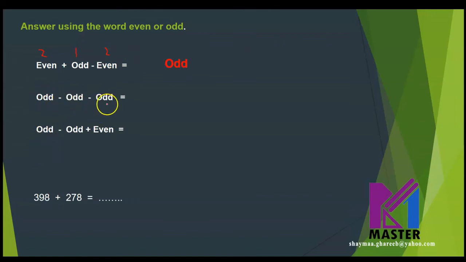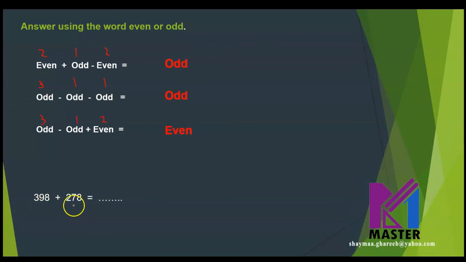Odd minus odd minus odd, let's substitute 3, 1, 1. 3 minus 1, 2. 2 minus 1 is 1 and 1 is odd. Odd minus odd plus even. So let's assume 3, 1, then 2. 3 minus 1 equals 2. 2 plus 2, 4. 4 is even.